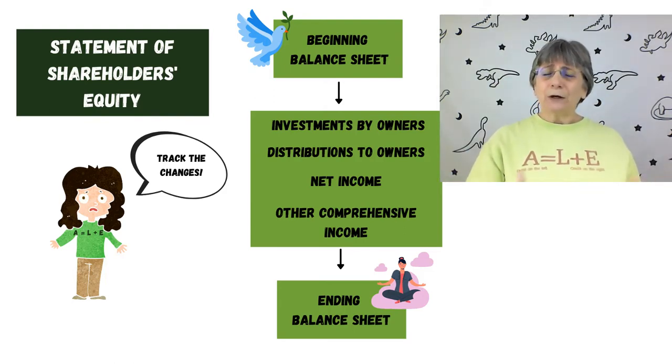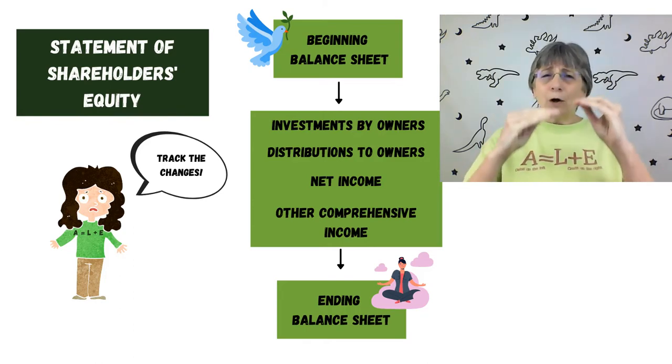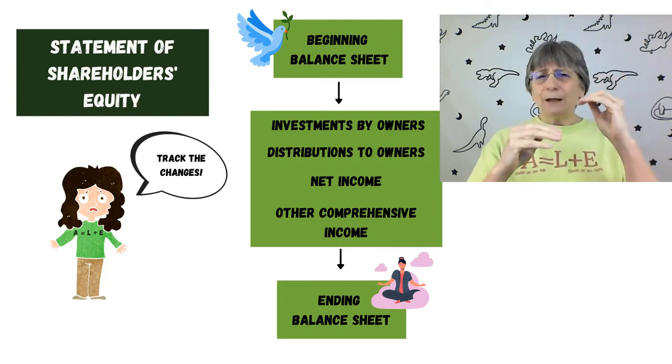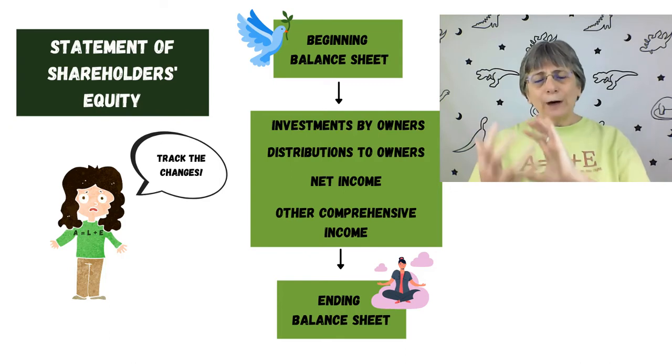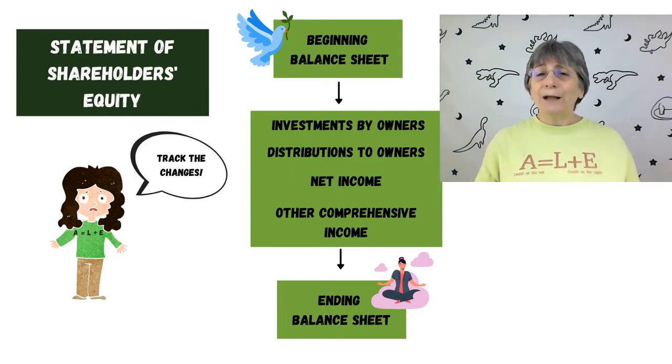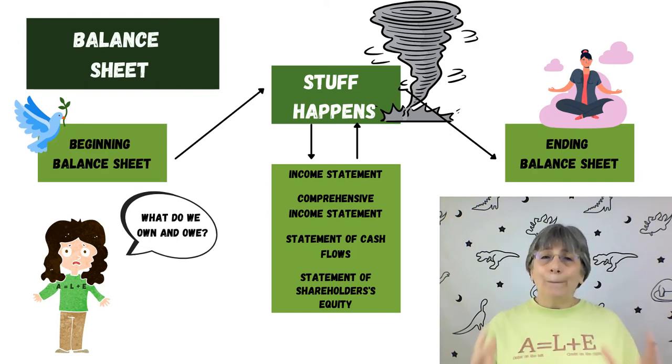And then, depending on the complexity of the business, there may be something called other comprehensive income. And that's income that is outside of our normal operating activities. When we look at all of those changes, we take our beginning balance, we add, we subtract, whichever way we need to go, and then we come to our ending balance sheet balance, and all is peaceful and good. And that brings us back to our balance sheet.